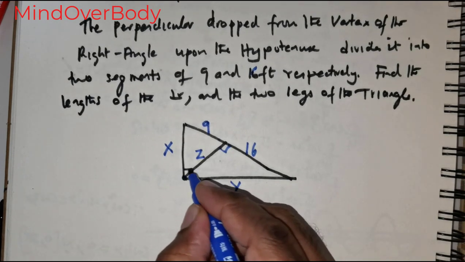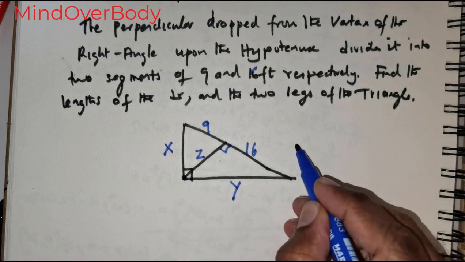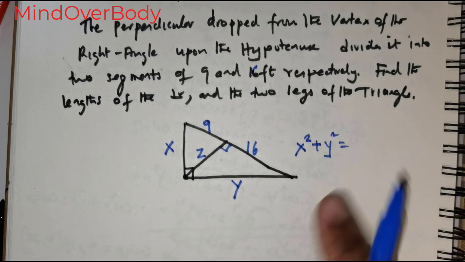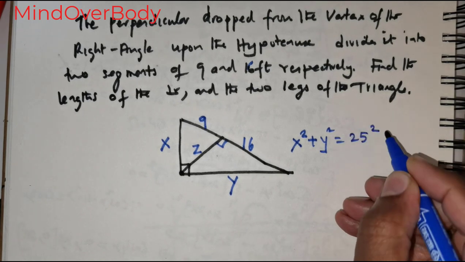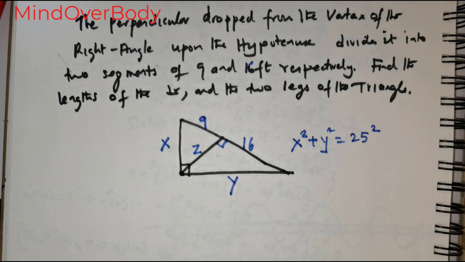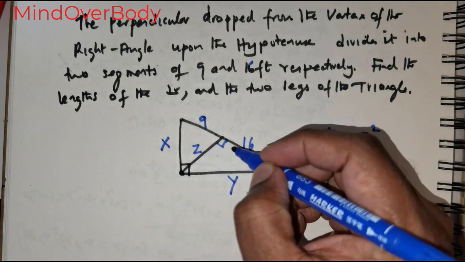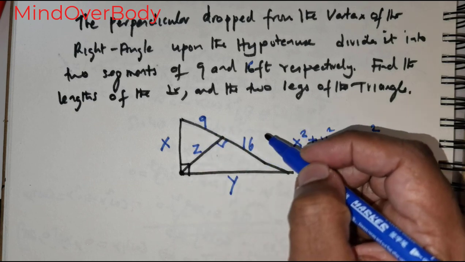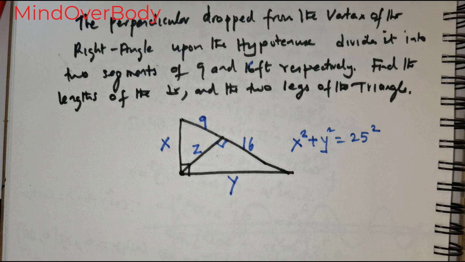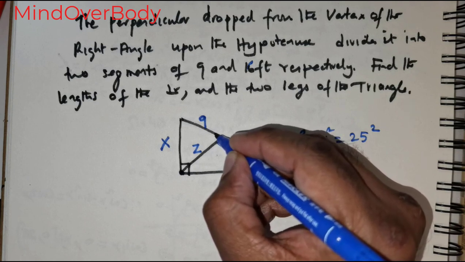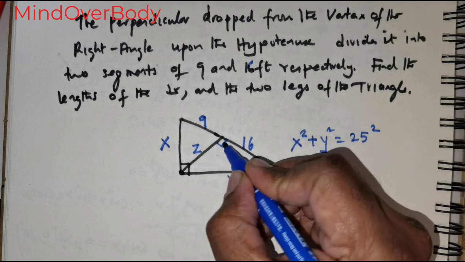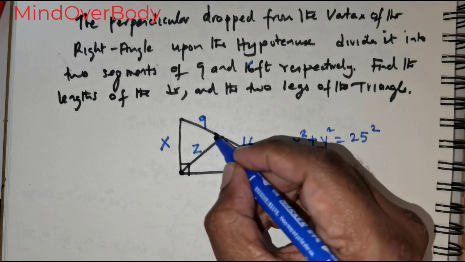Now, since this entire triangle is a right triangle, I can write x squared plus y squared is equal to 9 plus 16, that's 25 squared. So this is the first equation I have got. Now having got that equation, just observe this particular triangle. This is 90 degrees because the perpendicular is hitting it. From here it hits and makes 90 here.